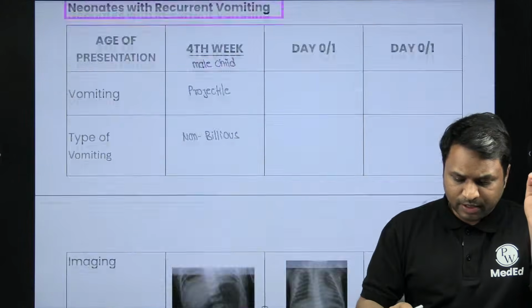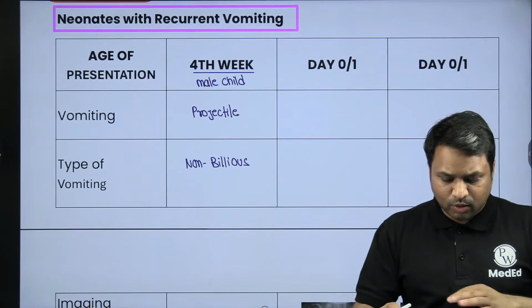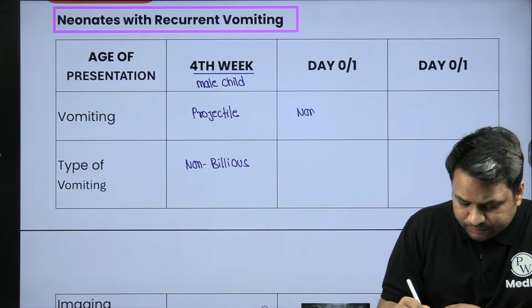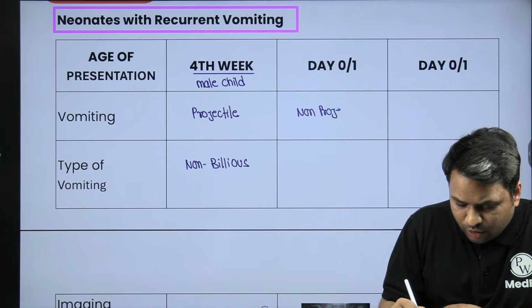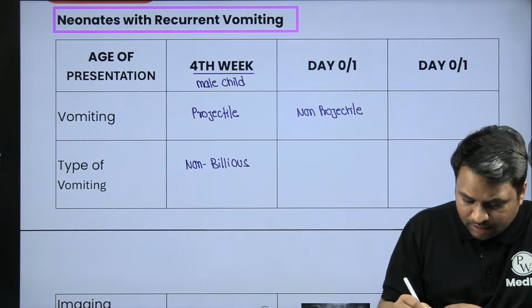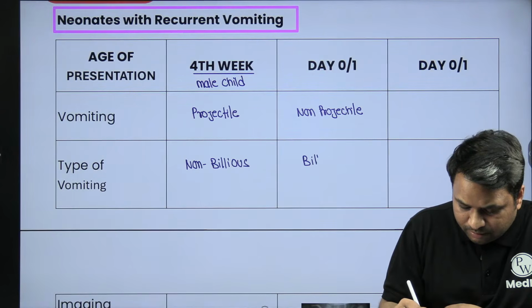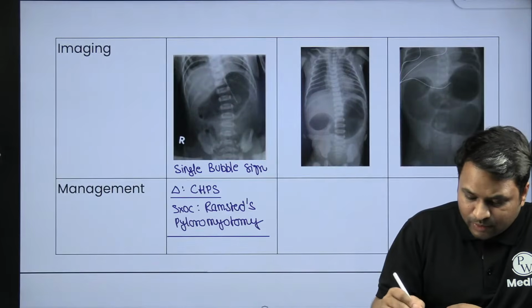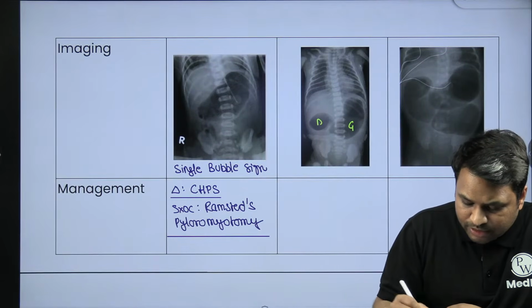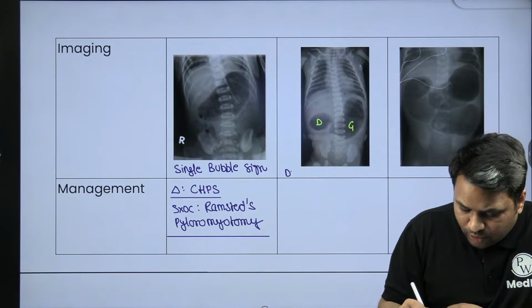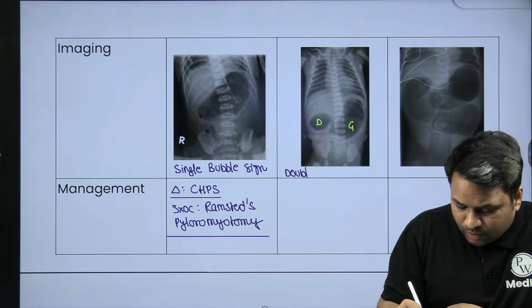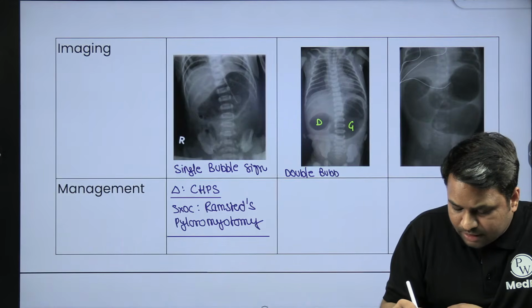Okay? Coming back here, on day 0, day 1, if the baby has vomiting which is non-projectile, but this time you have a bilious vomiting. And this is the radiograph. In this one, you can see the gastric bubble, another one is the duodenal bubble, and this is what we call the double bubble sign.